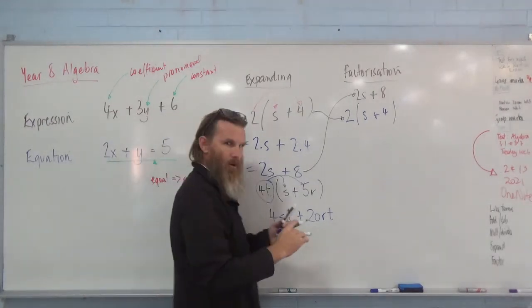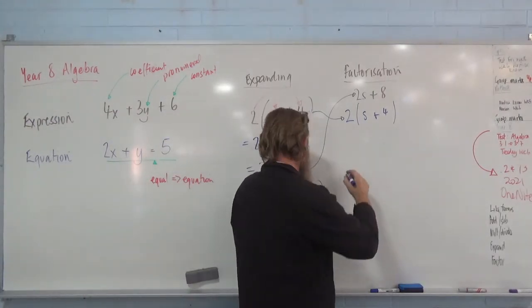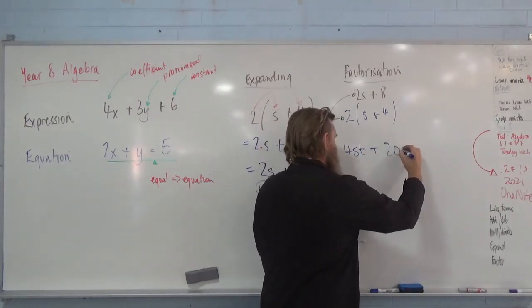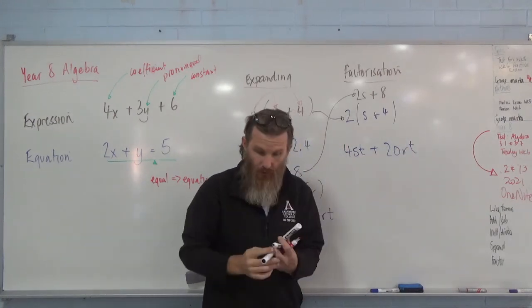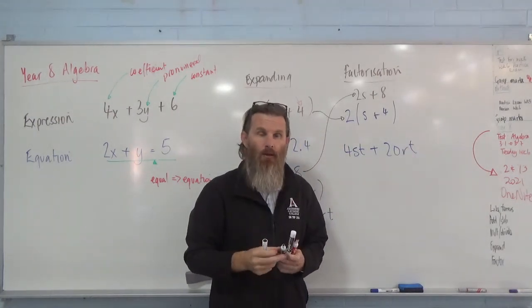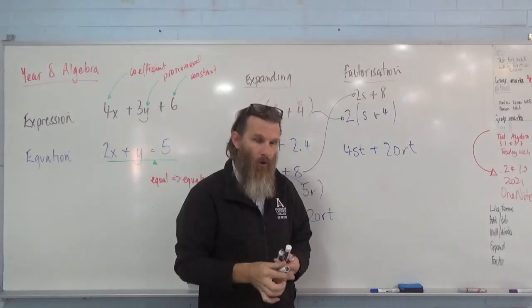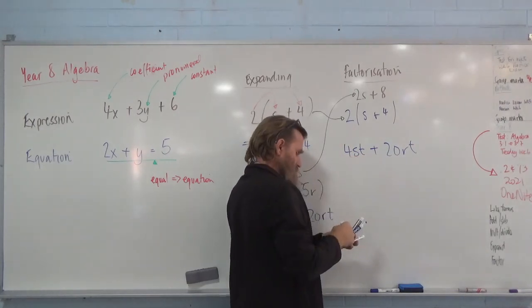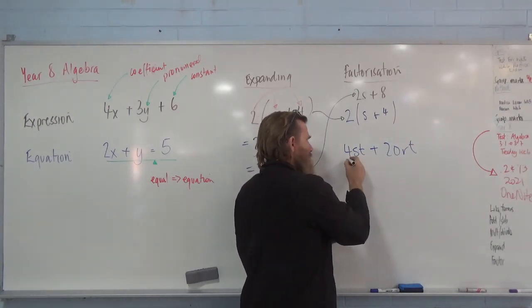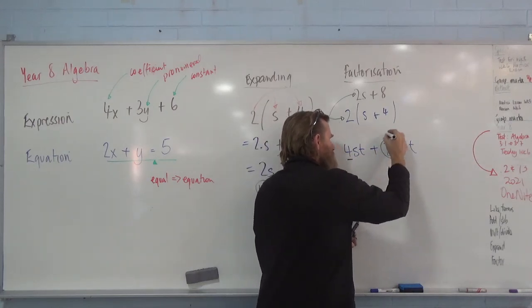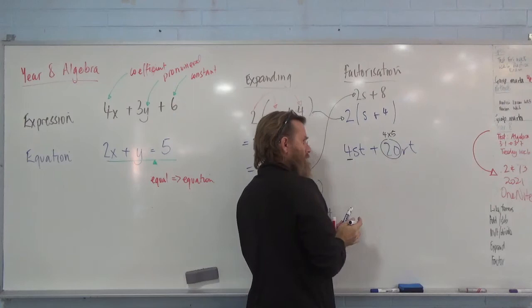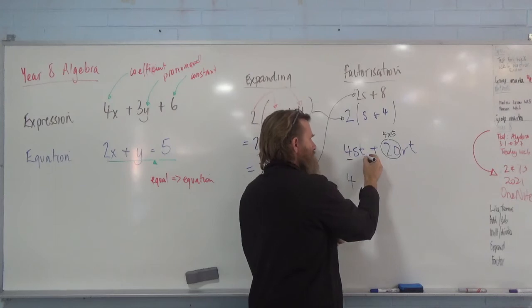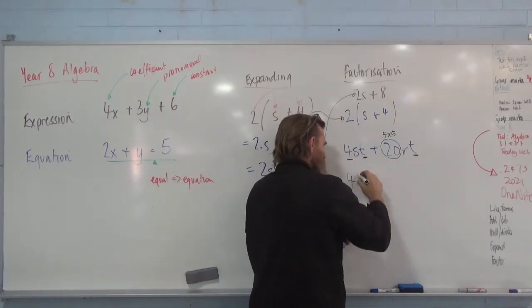Now let's do this one, and I'm going to purposely stand in the way of the answer here a little bit. It's 4st plus 20RT. Now to do this one, I would say, okay, where are my things that are common? What's common in both of these terms? Well, I see a 4 here, and I know that 20 is 4 multiplied by 5. So I can see a common factor of 4 that I can bring out front. I have a t here and a t here, so I can bring that out front.